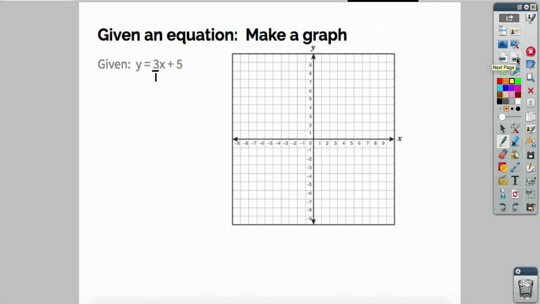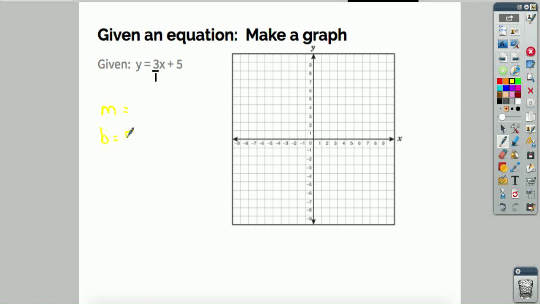Next, we're going to look at, if we're given an equation, how we can make a graph. So a couple different ways. We could make a table of values like we just practiced and then plot those points. But another way we can do it is we can use our m and our b value to help us out.